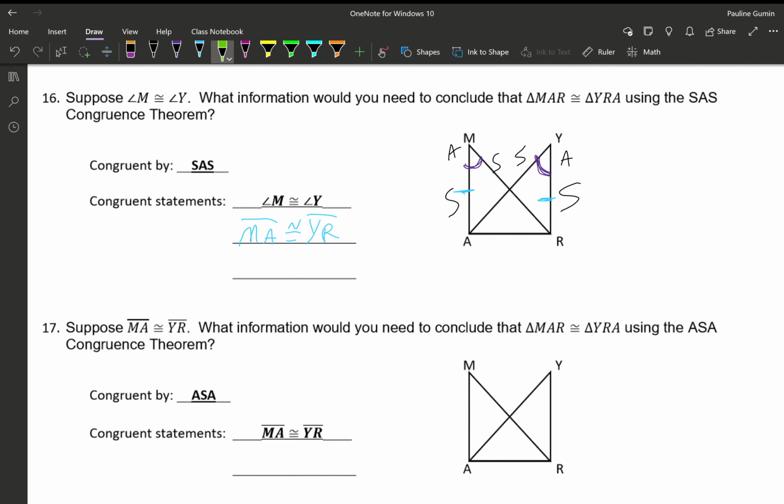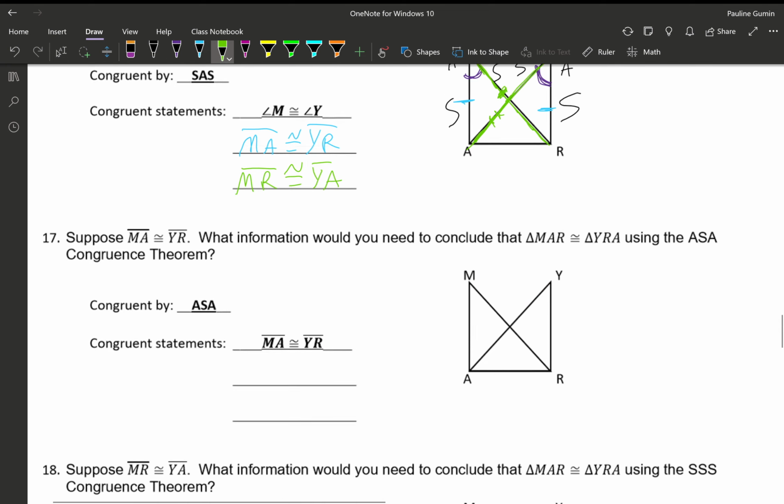And then also, I'm looking at this long diagonal line. MR to be congruent to YA. That would make it side, angle, side. So MR congruent to YA. All right, onwards we go.